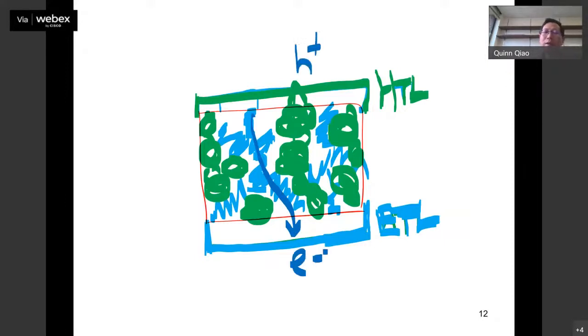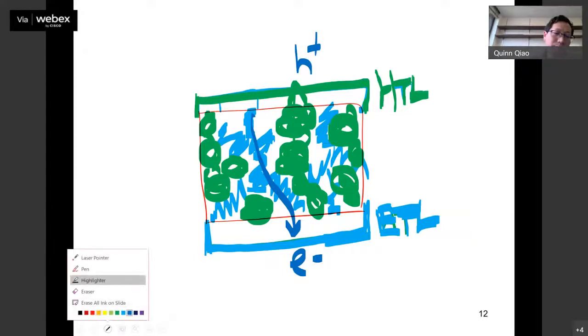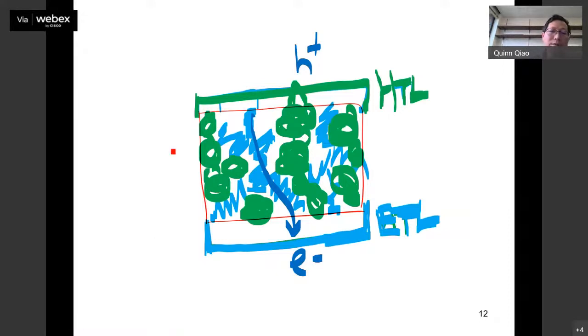Basically, in organic solar cells, when you have light absorption, you generate an electron hole pair, okay? This electron hole pair will dissociate at the interface, the interface between the donor and acceptor. Here I use this color as donor, this is a donor, this is a donor, and the acceptor at this interface.